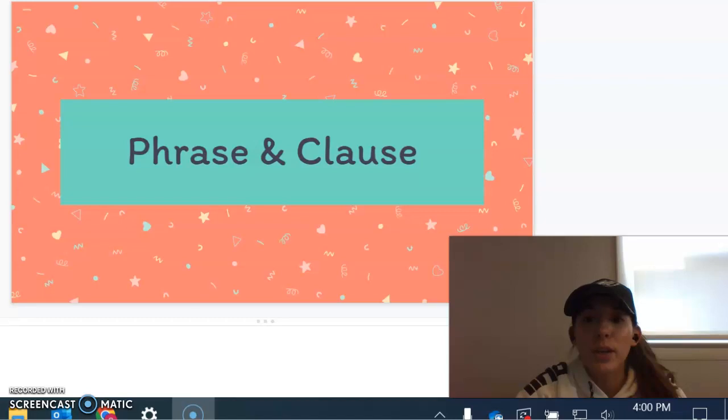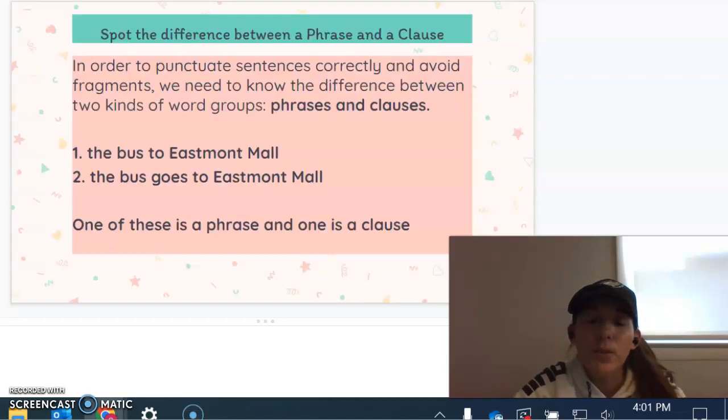Today we're going to be talking about phrases and clauses as our IXL lessons for this week. So we're going to talk about how you can spot the difference between a phrase and a clause. In order to punctuate sentences correctly and avoid fragments, we need to know the difference between two kinds of word groups, and these would be phrases and clauses.